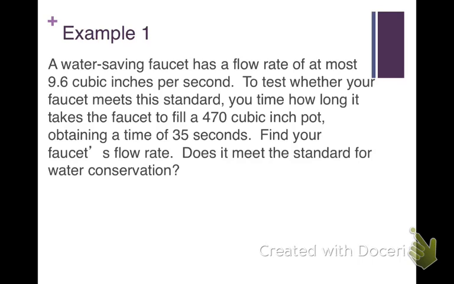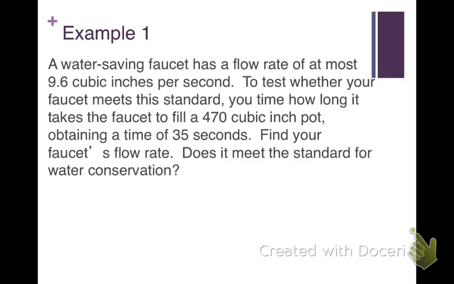Cubic inches per second, 9.6 at most, so it has to be 9.6 or less. So then, 470 cubic inch pot, 35 seconds. So what are we going to do with that information? If it's cubic inches per second, what do we need to do? How is this going to read, or what are we going to do with our two values? We have the 9.6, we're going to use that later. What are we going to do with the 470 and the 35?